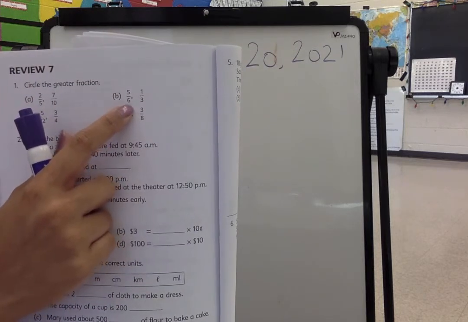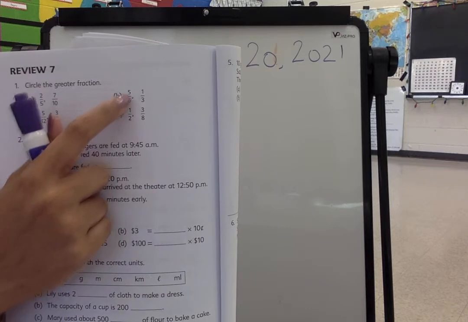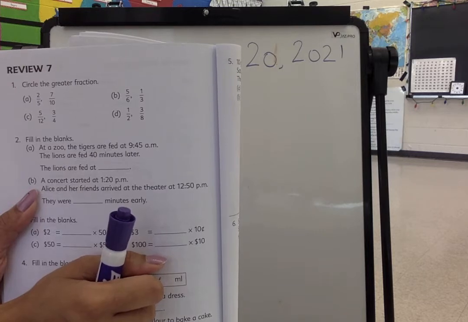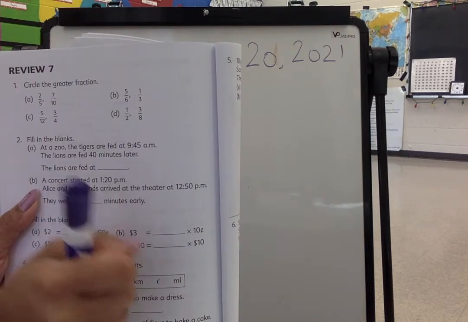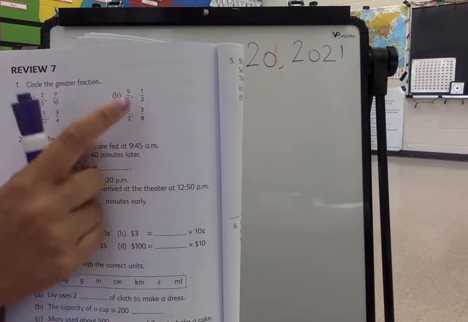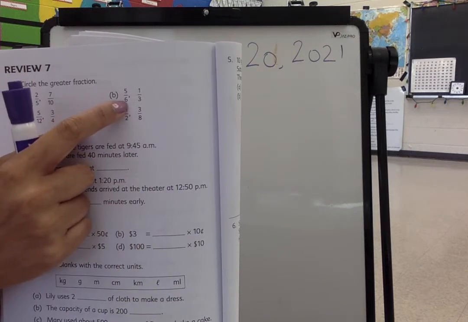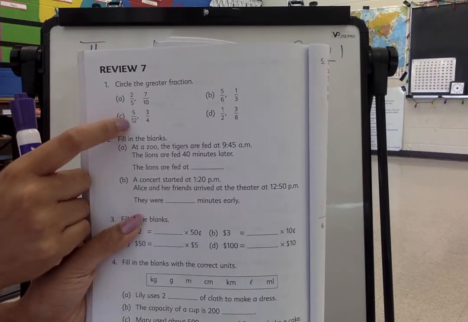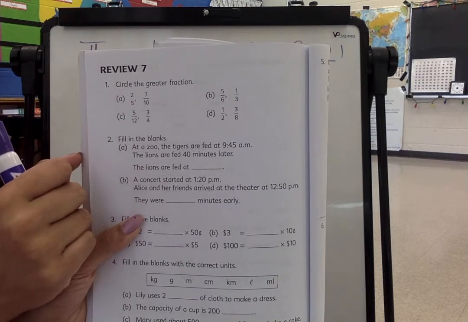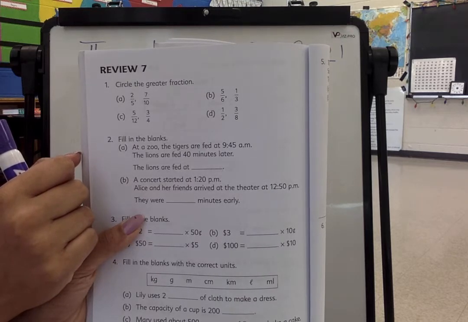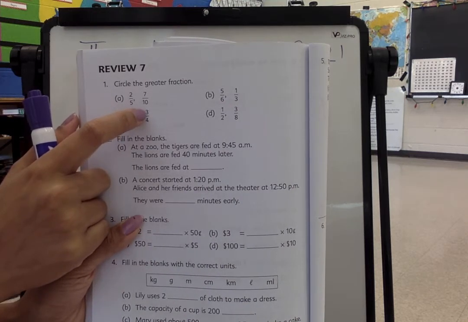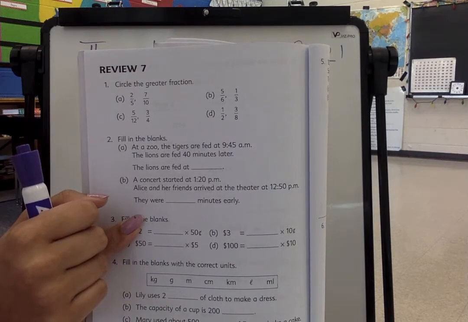Over here, we have 5 over 6 and 1 over 3. Which one is the greater fraction? Pause the video before you hear me say it, okay? The greater fraction is 5 over 6. Then we have C, 5 over 12 or 3 over 4. Which one is the greater fraction? Over here, the greater fraction is not 5 over 12, but 3 over 4. So 3 over 4 is the greater fraction.